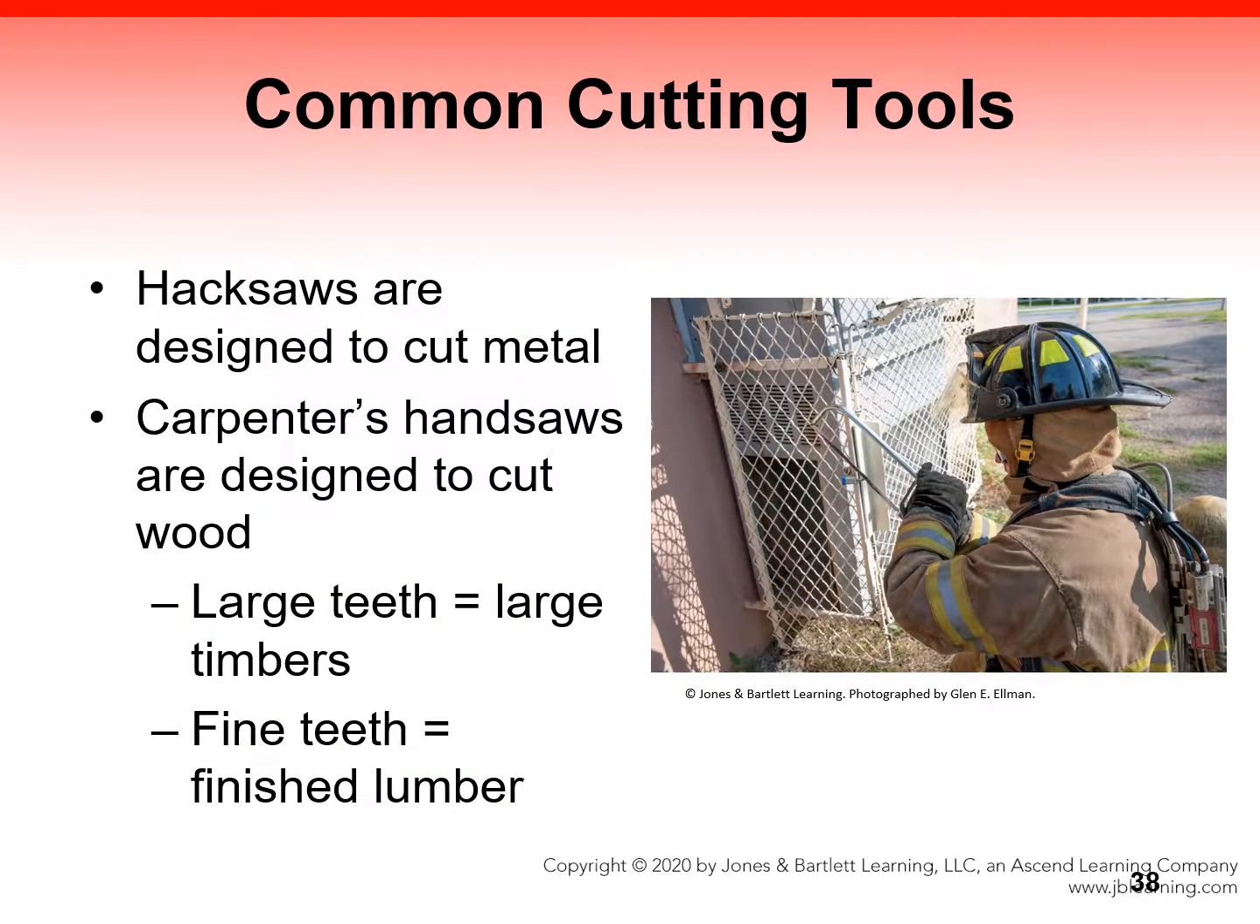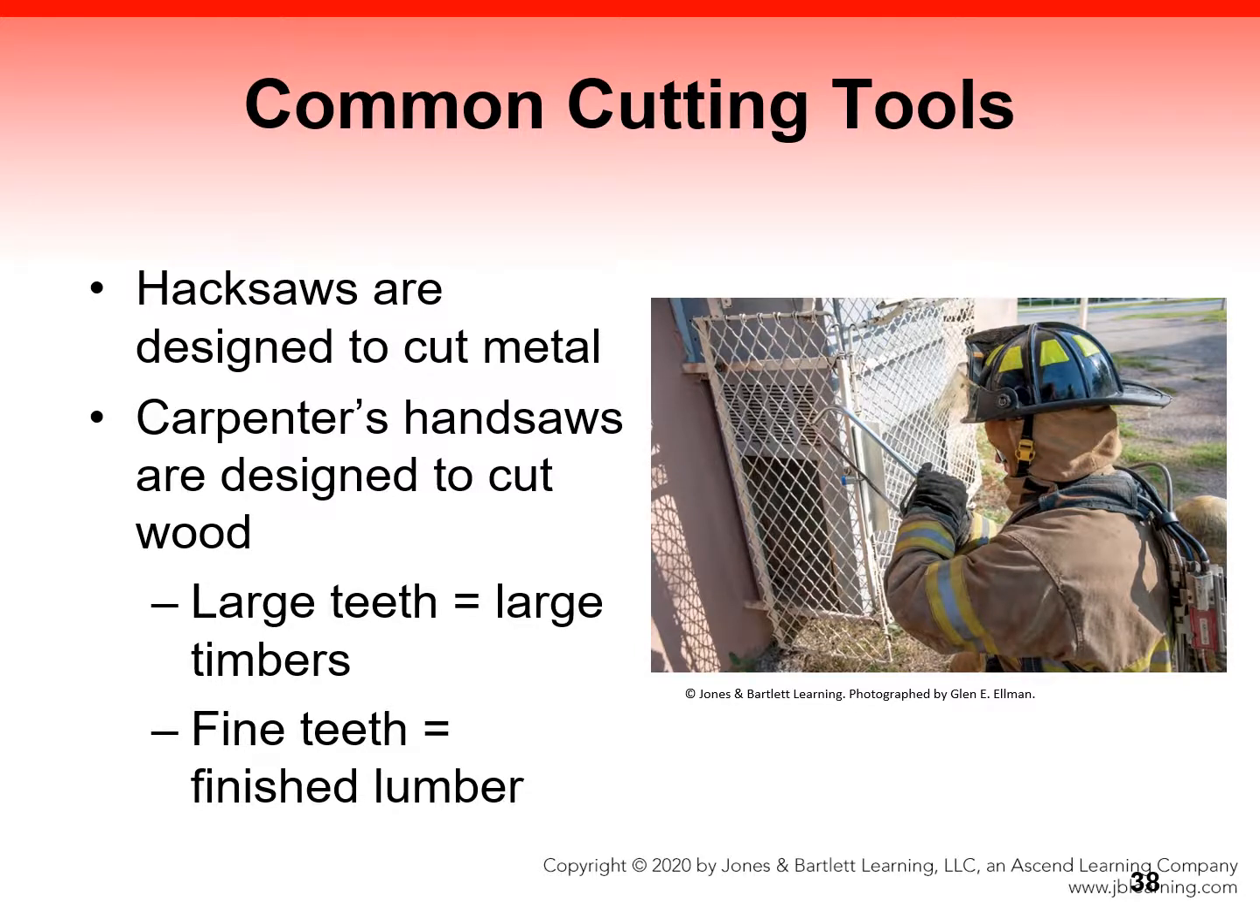Hand saws include hacksaws, carpenter's hand saws, keyhole saws, and coping saws. Hacksaws are designed to cut metal. Different blades can be used depending on the type of metal being cut. Hacksaws are useful when metal needs to be cut under closely controlled conditions.